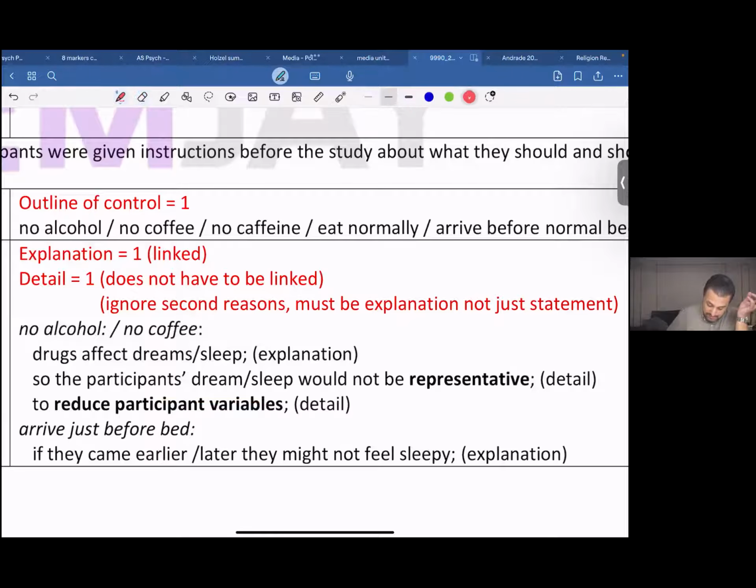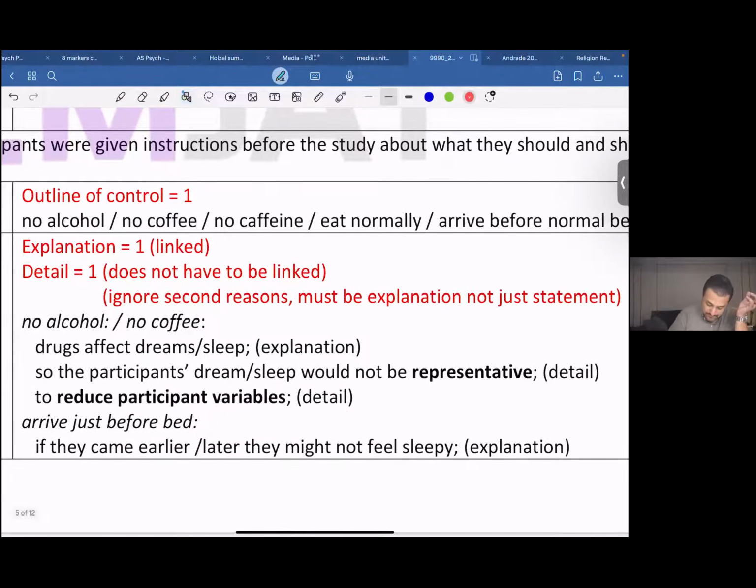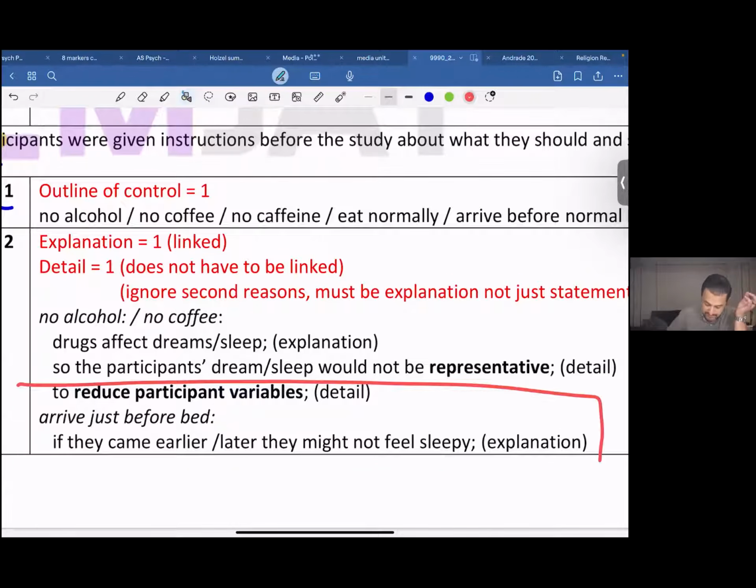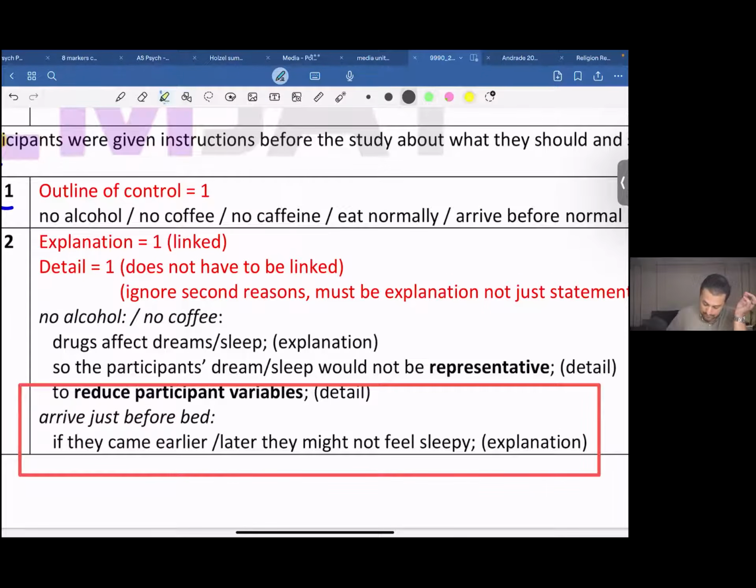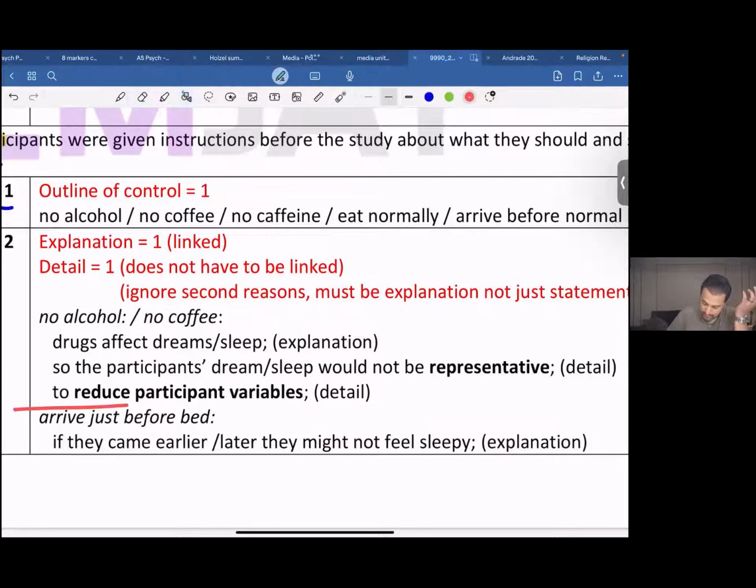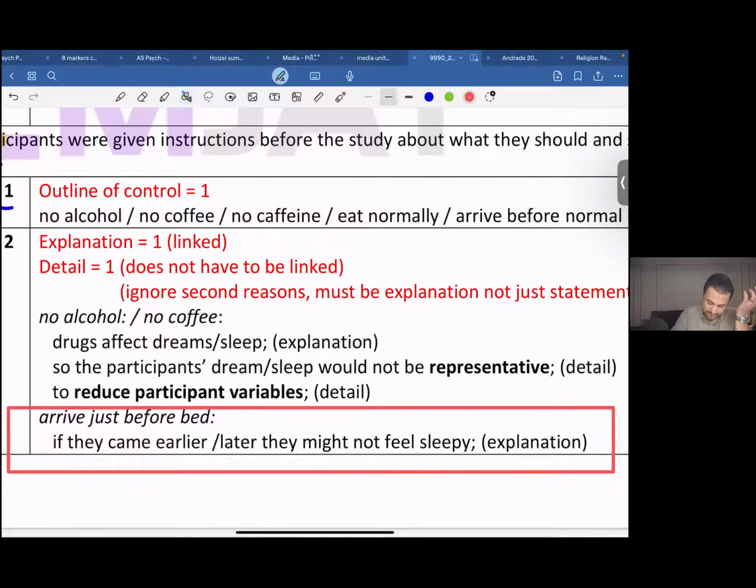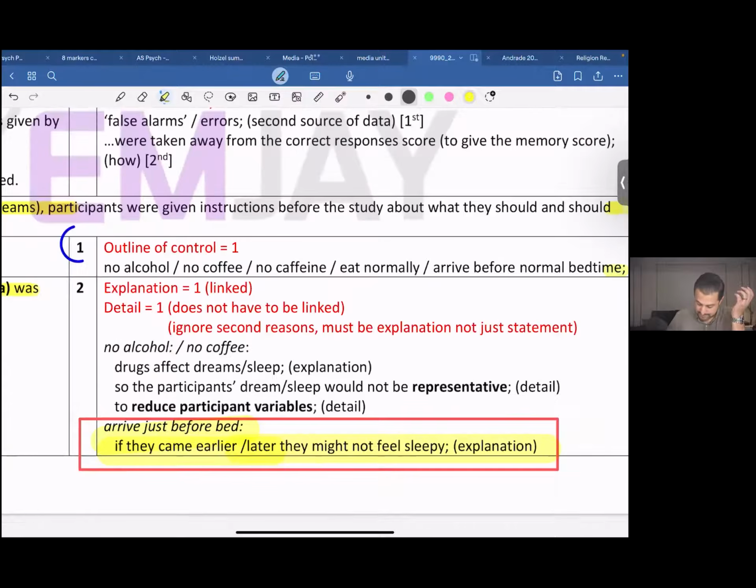So taking this ahead, moving on to the next example that the examiners have provided us. Let me highlight this one now. To reduce participant variables, participants were asked to arrive just before the bedtime, because if they came earlier or later, they might not be able to sleep well or sleep the way they do. So I think I need to readjust this into a box. So this is what we're talking about. This part, right? I hope this is clear.